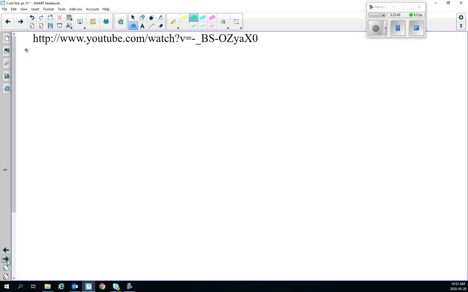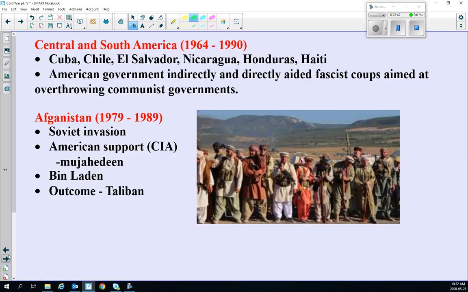Yeah, you know what? I think we're going to stop it there, and we'll cover Central America. We'll save that for the next lesson. The end of the Cold War is near, it is in sight, but we're not quite there yet.